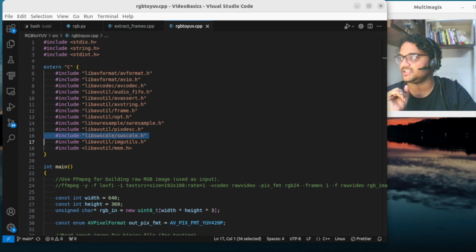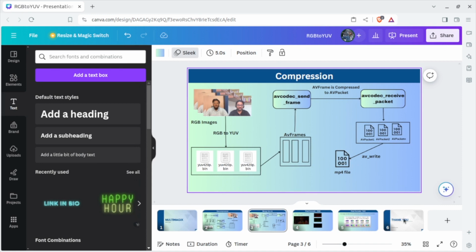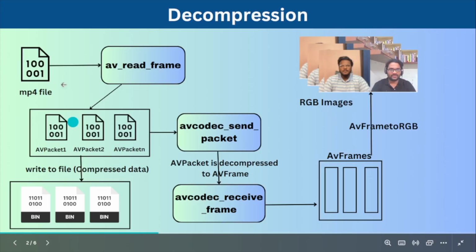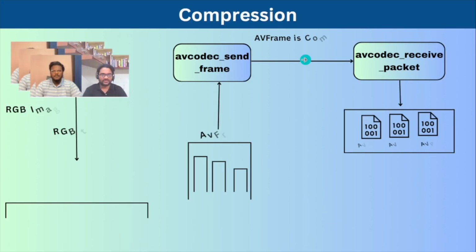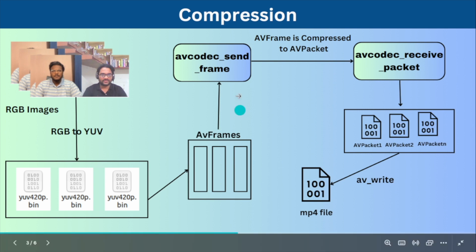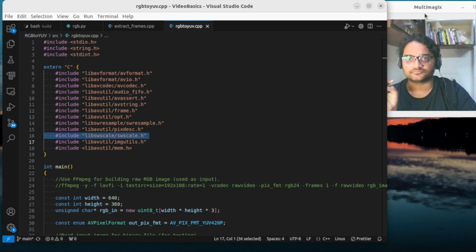As I mentioned in the slides, for decompression we convert YUV to RGB, and for compression we convert RGB to YUV, and this YUV back to AV frames, and from AV frames we simply apply the encoding process. Okay, so now let's quickly see how to convert RGB to YUV.